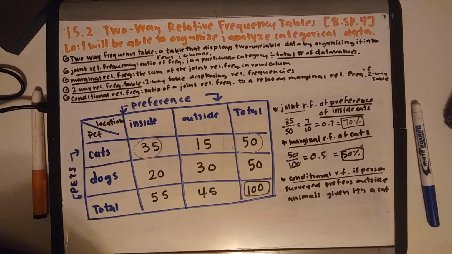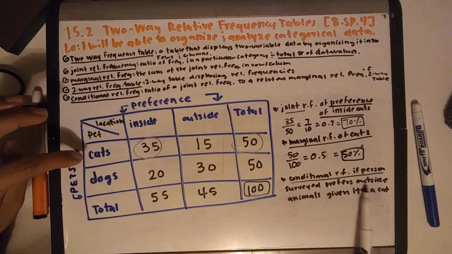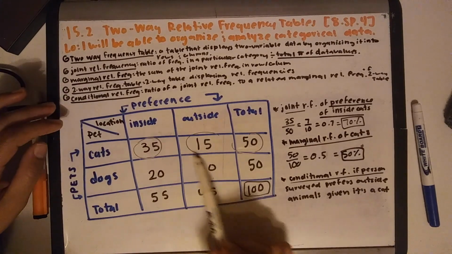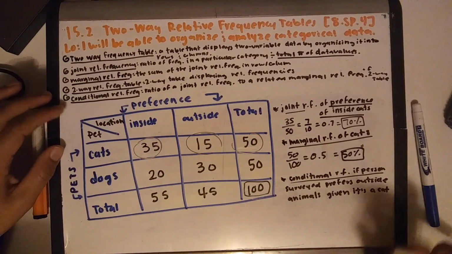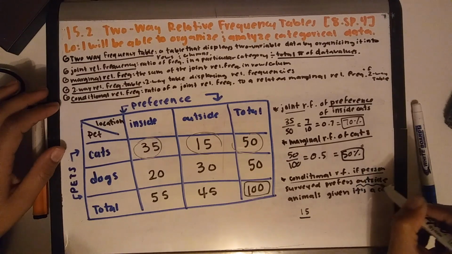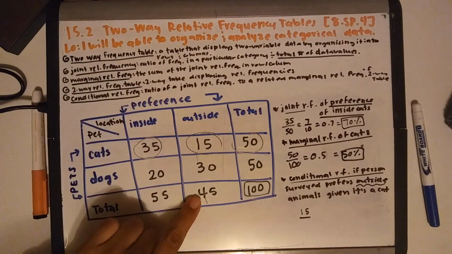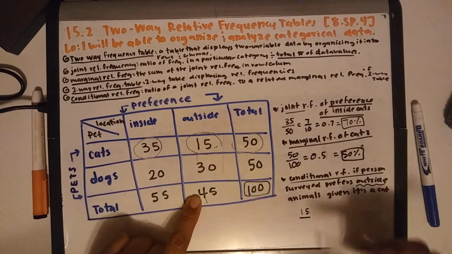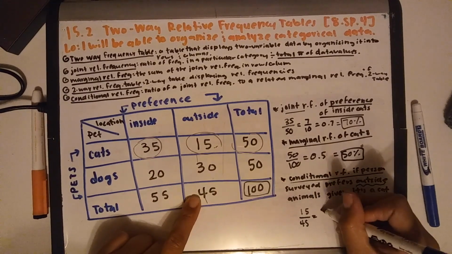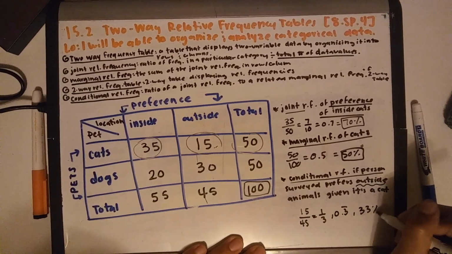And then the last one is conditional relative frequency: if a person surveyed prefers outside animals given it's a cat. So let's look at cat, and they say prefers outside. So that is 15. But the question is outside animals, right? So we want to look at this right here: outside animals, and it's a cat. So 15 out of 45, and I can simplify it by 15. That gives me 1/3, which is 33.3 repeating, about 33%.